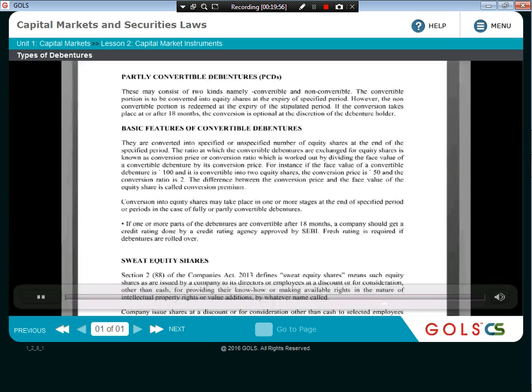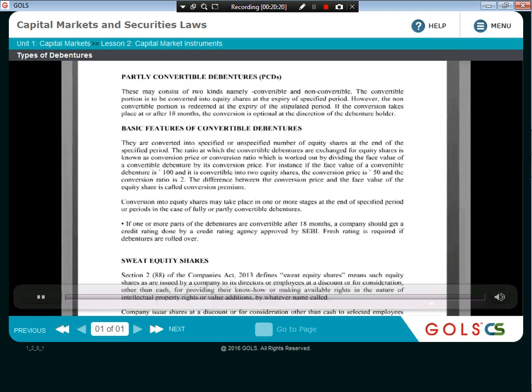The difference between the conversion price and the face value is called premium. So if the conversion price is 50 and the equity share is at a face value of 10, then you have a premium of 40. And as per SEBI guidelines, if one or more parts of debentures are convertible after 18 months, then a company should get a credit rating approved by SEBI, and a fresh rating is required if debentures are rolled over.